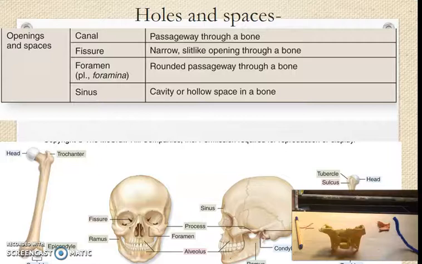We have two full lectures to learn all those names and 372 more. So right now focus on which ones are articulating, which ones are holes for nerves and blood vessels, and which ones are for muscle and ligament attachment.